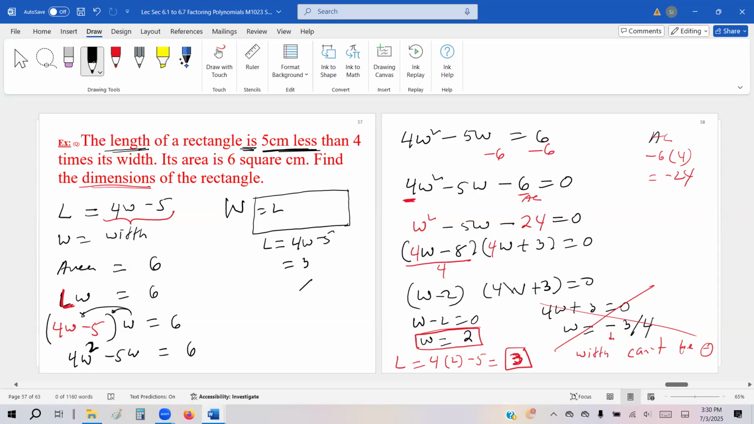Our choices were, since the area is 6, it has to be either 1 by 6 or 2 by 3, if it was whole numbers. For fractions, there are many choices. But for whole numbers, these are the only 2 choices we have. And our answer is 2, 3. 2 times 3 is 6. So this is the second scenario.